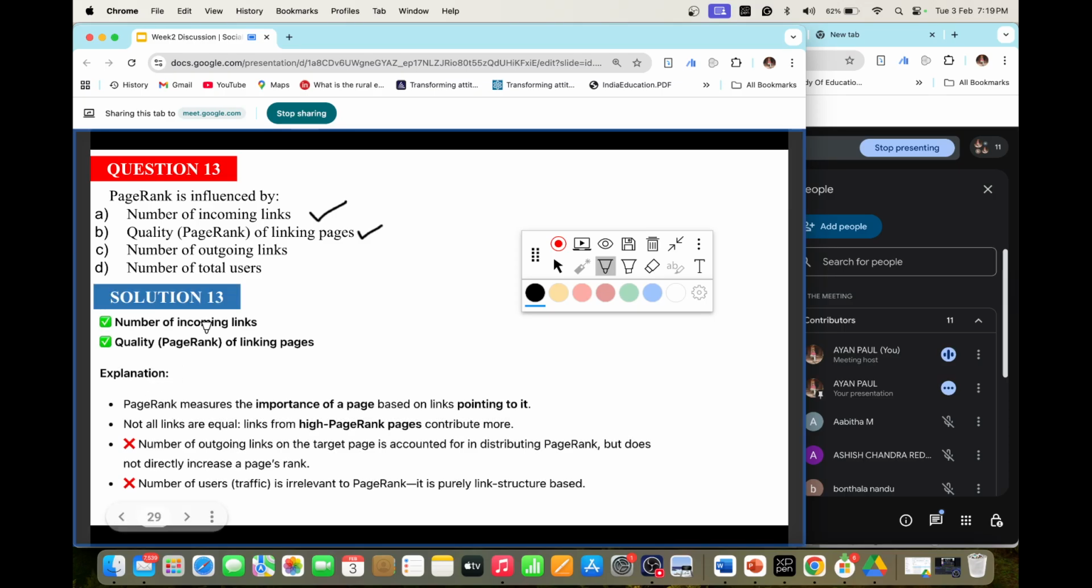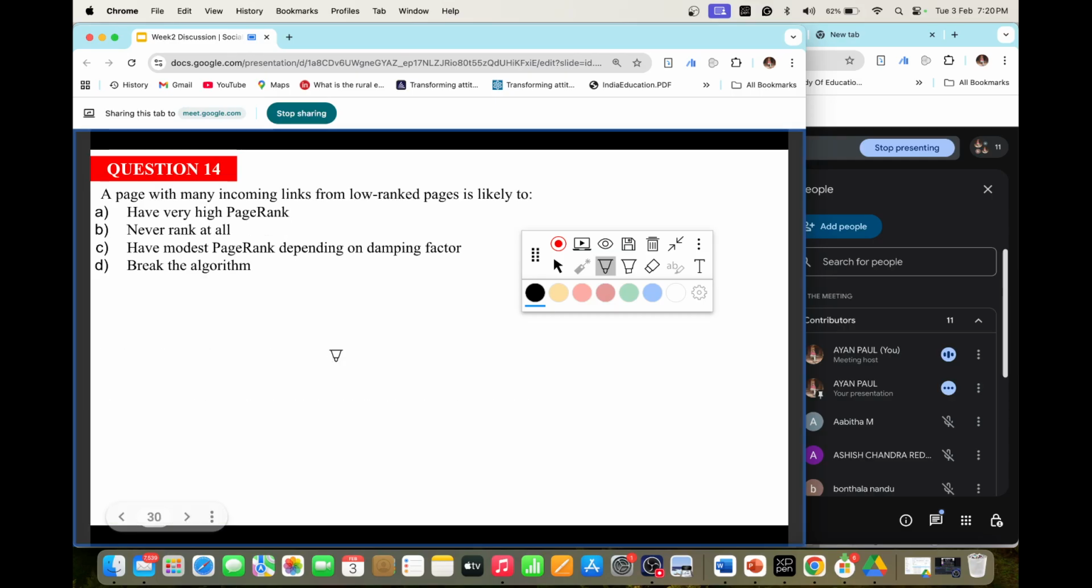So number of incoming links, and the quality or page rank of linking pages. Page rank measures the importance of a page based on the links pointing to it. Not all links are equal; links from high page rank pages contribute more. The number of outgoing links on the target page is accounted for in distributing page rank but does not directly increase it. Number of users or traffic is irrelevant to page rank; it is purely link structure based. So option A as well as option B is the correct answer.